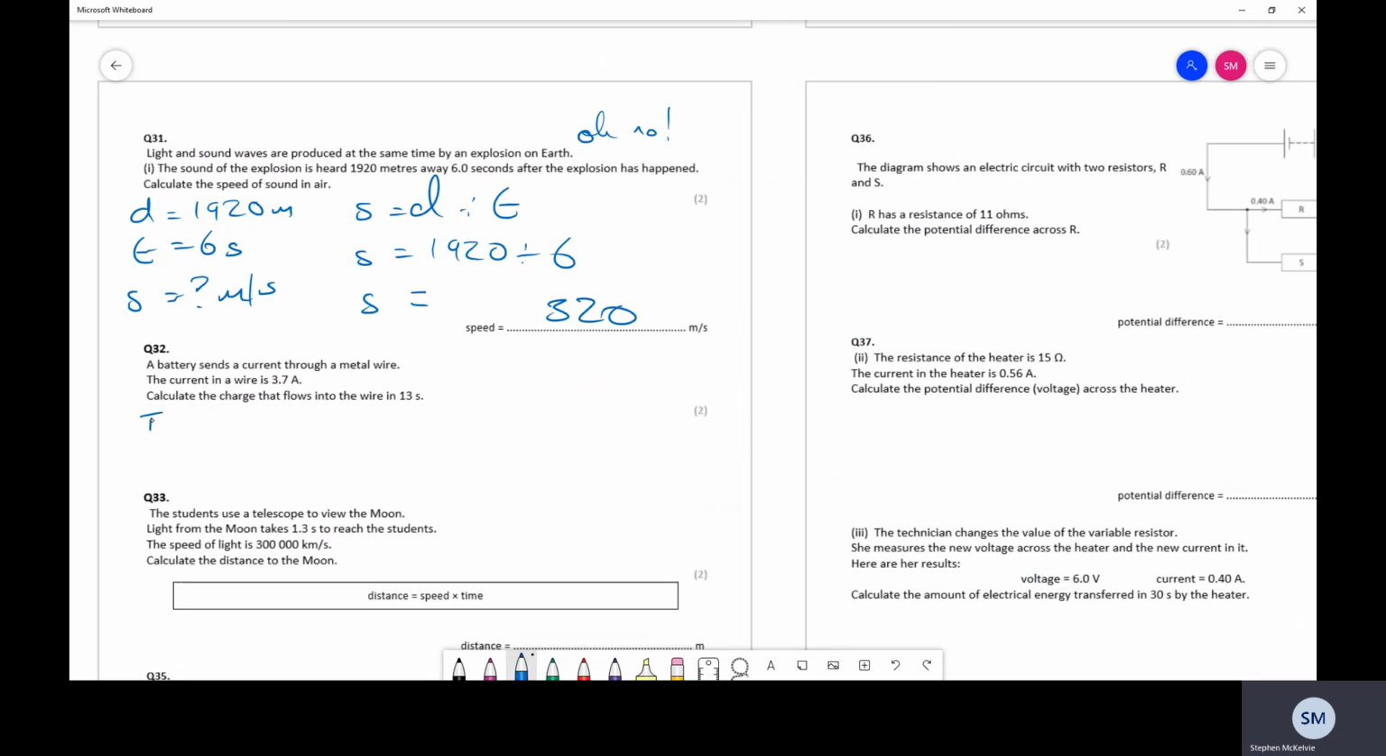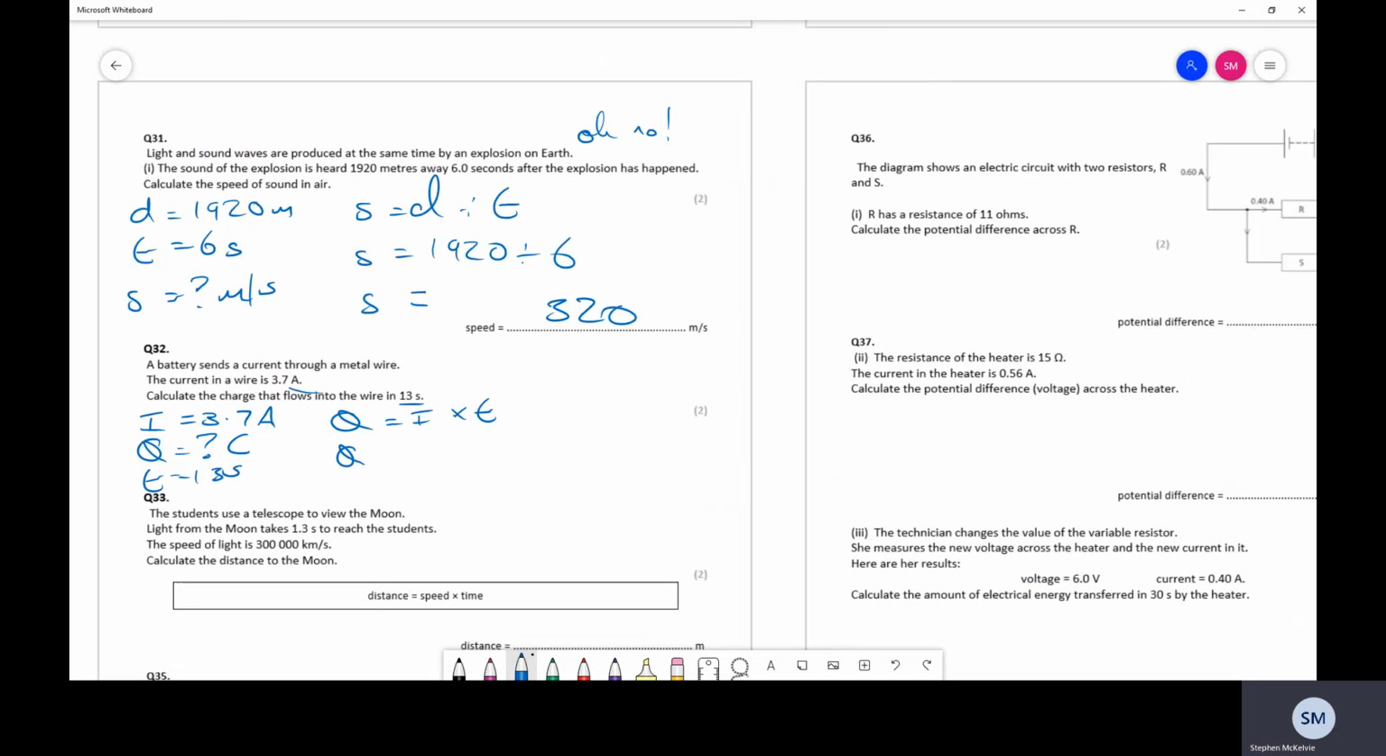A battery sends a current through a metal wire. Current is equal to 3.7 amps. Calculate the charge. It's asking me for the quantity of charge in coulombs that flows into the wire in 13 seconds. Nothing funny going on here, no units or anything like that. Well, there are units, but there are no prefixes to those units.